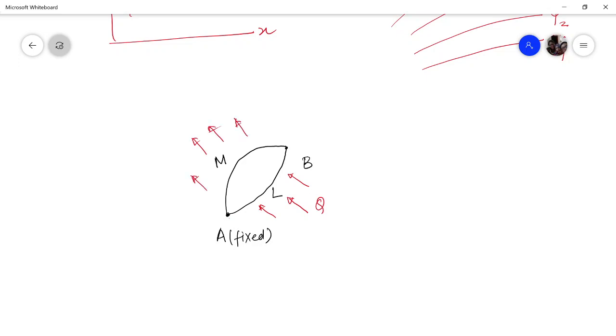So whatsoever is coming, that has to leave. So if you change the path from M to, let us say, some another path N, then also the same amount of discharge will happen. Okay. So A is fixed and B is floating. So the rate across all these lines, ALB, AMB, ANB, is a function of what? Is a function of this point B.